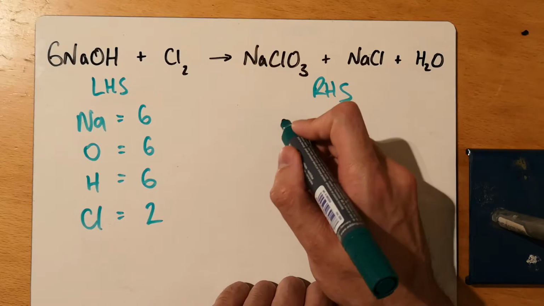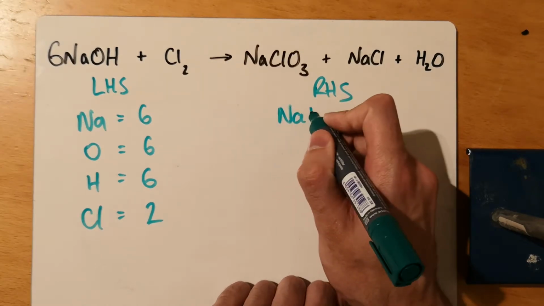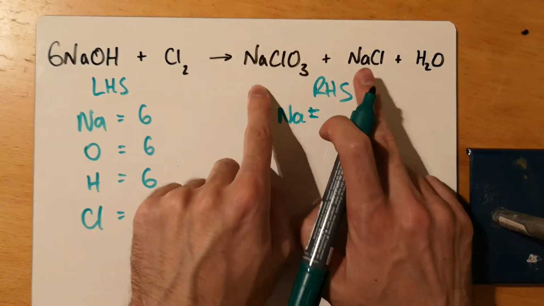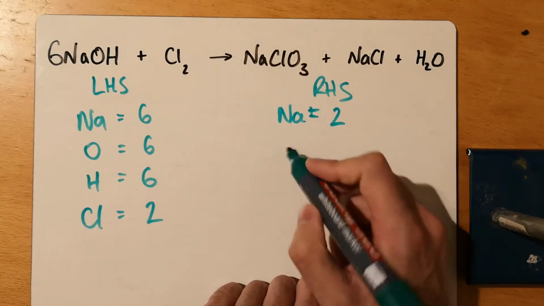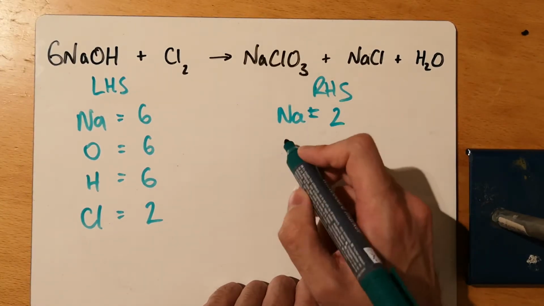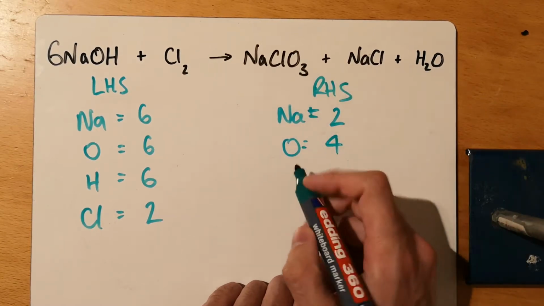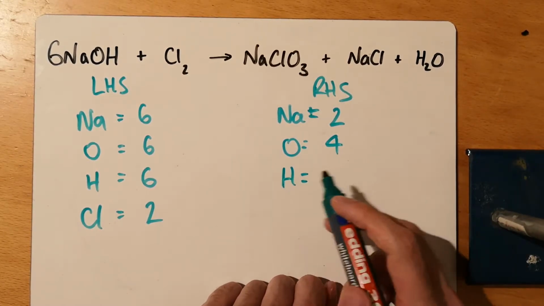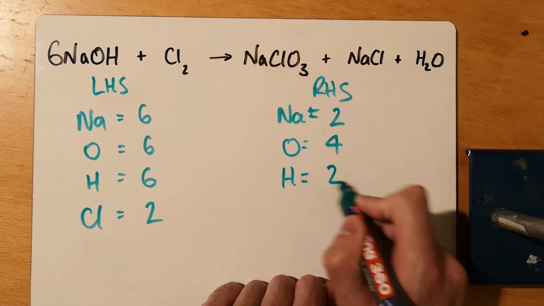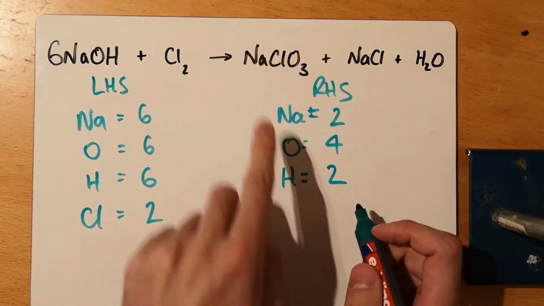On the right hand side, I've now got that annoying thing again where I've got sodiums in 2 molecules. So I've got 2 in total. Oxygens, I've got 3, 4, so that's annoying as well. Hydrogens, I've just got 2 over there. And then chlorines, I've got 1, 2.